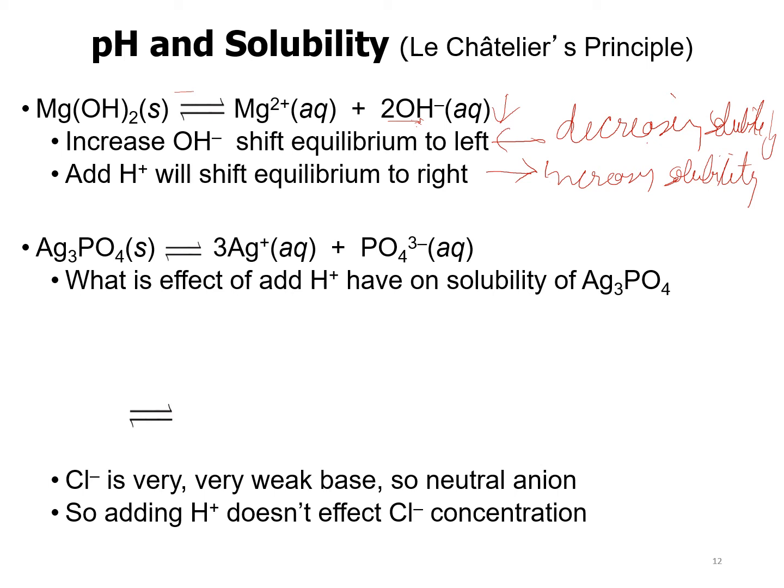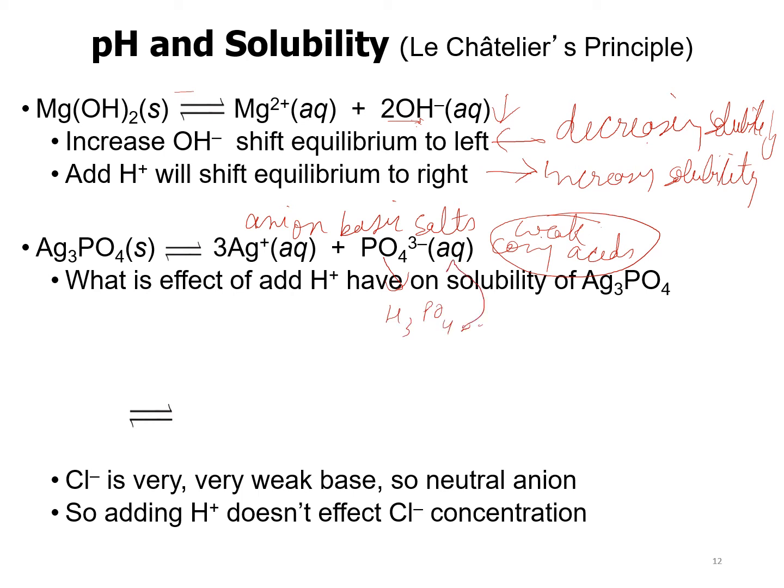Remember, if we add more acid from the outside, protons only react with the anion for basic salts, or an anion that comes from weak conjugate acids. Okay, remember that. So silver again is not going to be affected. Phosphate, on the other hand, comes from H3PO4, which is a weak acid, which makes this a weak conjugate base, so it's a basic salt.